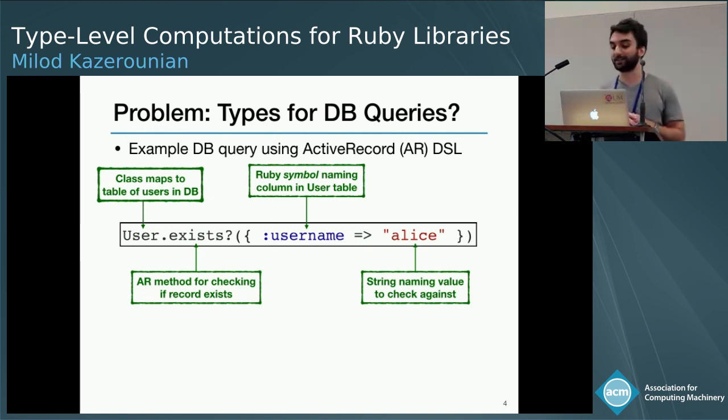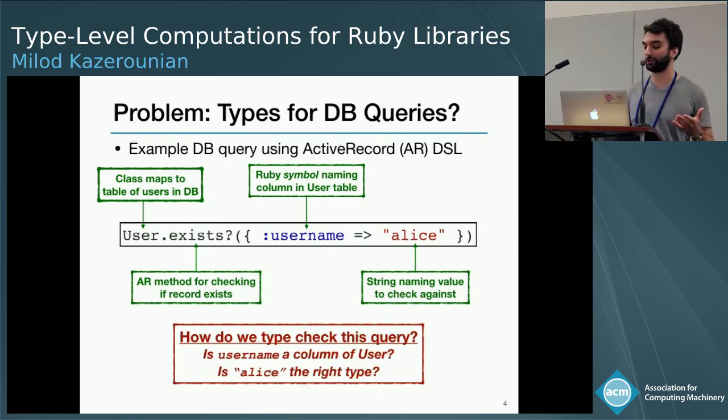And the exists method takes this hash that maps username to the string Alice. So username is a Ruby symbol, which is just an interned string, and it names the column we want to look up in that table. And the string Alice is the value we want to look up in that column. So all this query is saying is, are there any users with the username Alice? And our question now is, how do we actually type check this query?